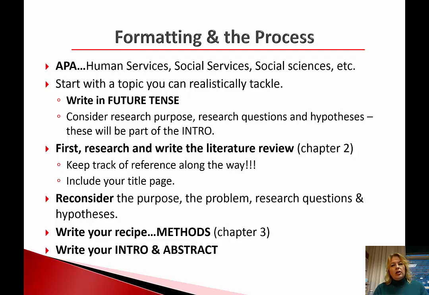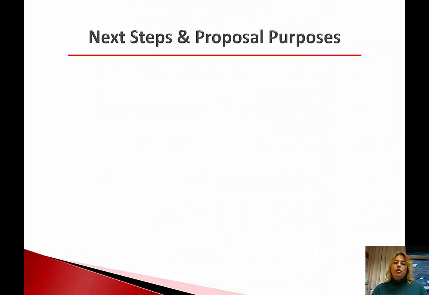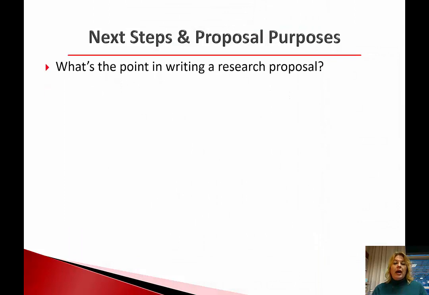Some abstracts are longer, but oftentimes journals require that it be 100 words or less, so aim for 100. If it gets a little bit longer for our class purposes, that's fine, but keep in mind 100 is ideal. Finally, you'll add the appendices, and you'll edit and submit your proposal. The next steps and proposal purposes. What's the point in writing a research proposal?